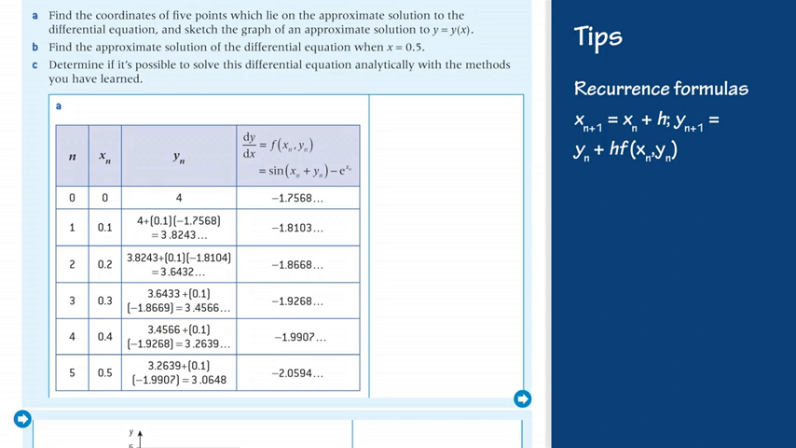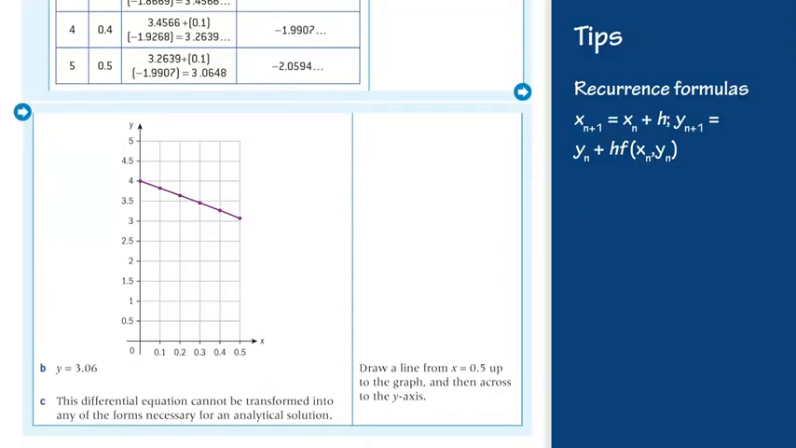Continue to use the recurrence formulas to find the rest of the points. You will then graph the points (x_n, y_n) for n equals 0 to n equals 5 and join them with a smooth curve. In Part B, you will use the graph to find an approximate solution to the differential equation when x is 0.5. To do this, go to x equals 0.5 on your graph and read up to its corresponding y value, which you can see is approximately 3.1, or to be more precise, 3.06.